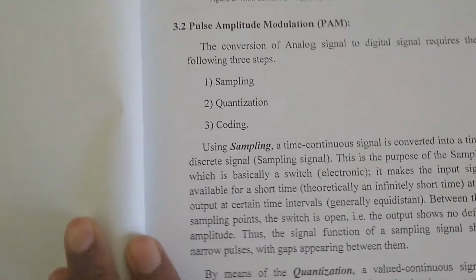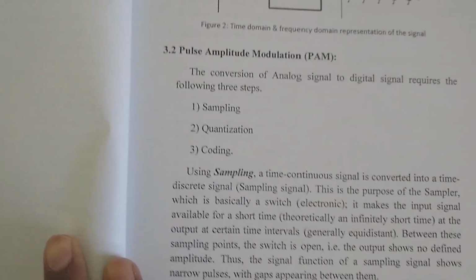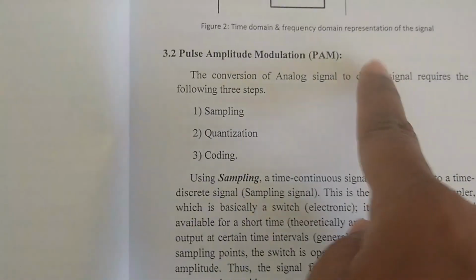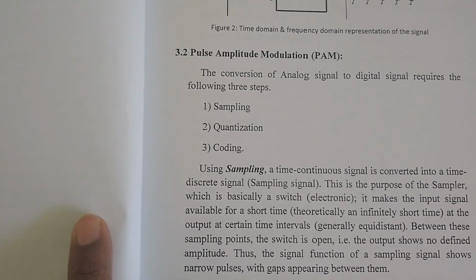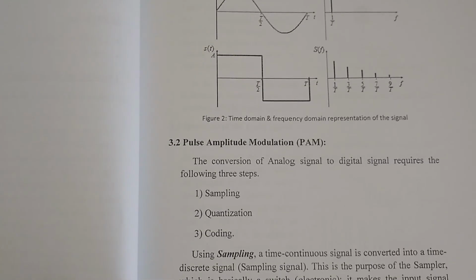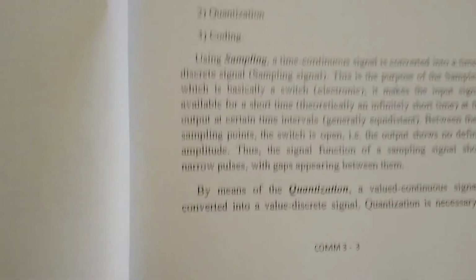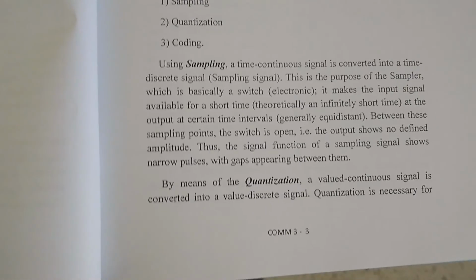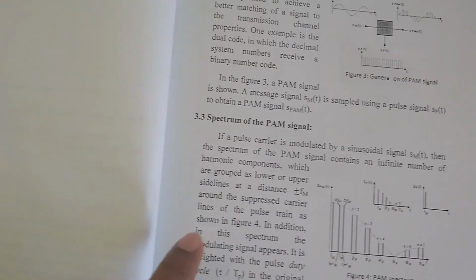The conversion from analog to digital includes sampling, quantization and coding. These three parts make up the analog to digital conversion. For converting analog to digital, the first step is sampling, then quantization and coding. As you have studied sampling in the theory, we will not concentrate on it; it is already explained in the theory. The second part is the spectrum of the PAM signal.